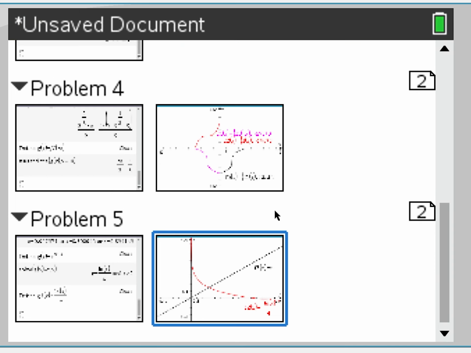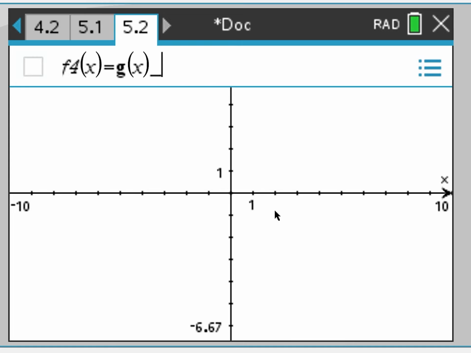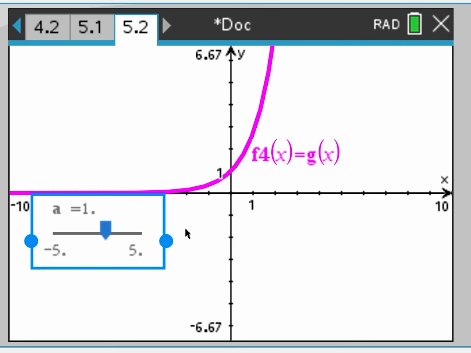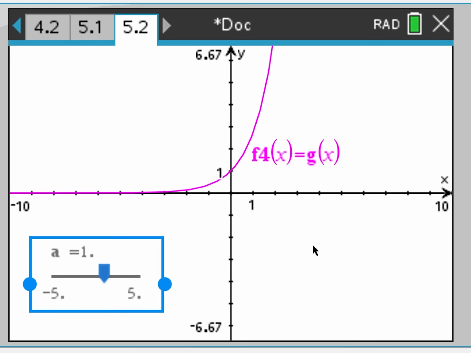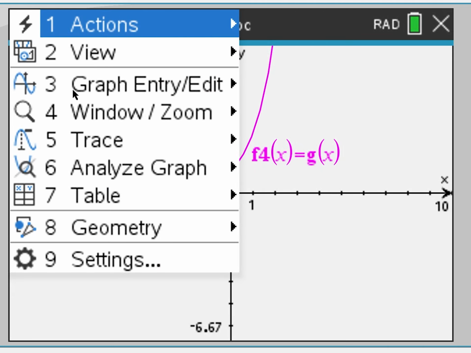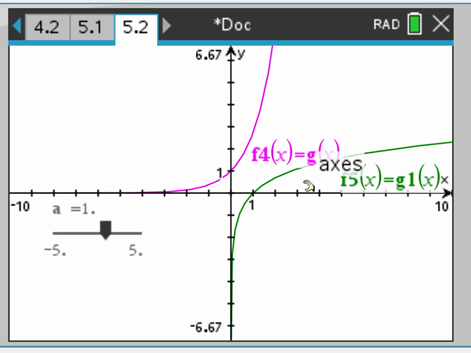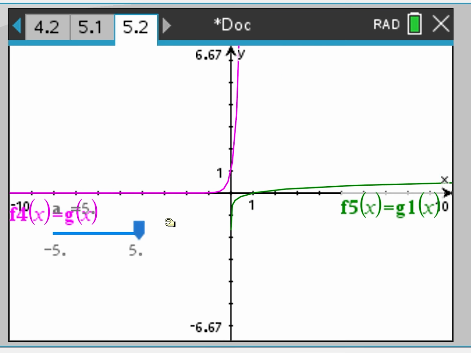So I'm going to erase this graph to g of x. And I have to plot another one, if it lets me. Okay. Control, so graph entry, edit, another function, g1 of x. There we go. So this is when a equals 1.